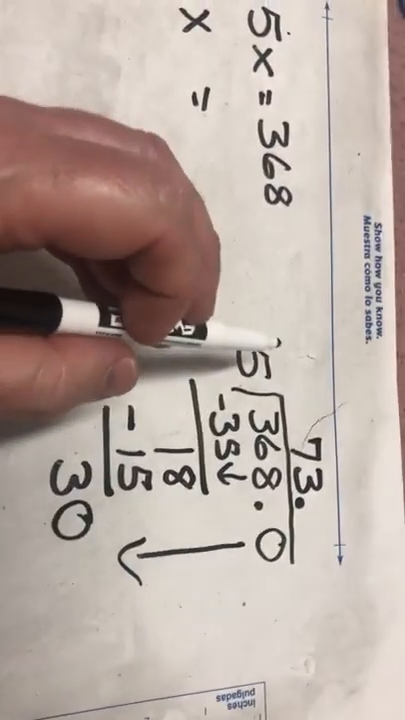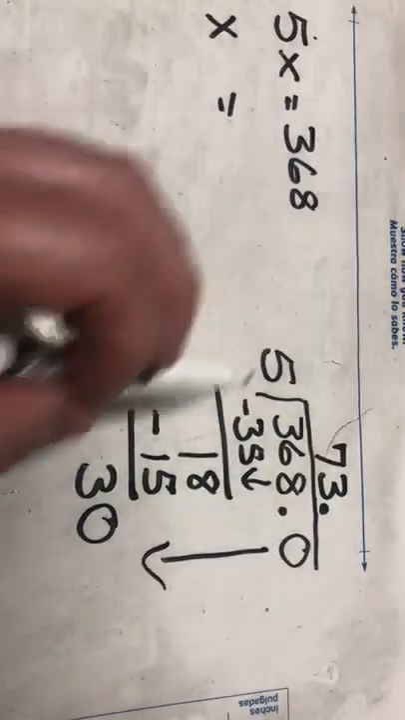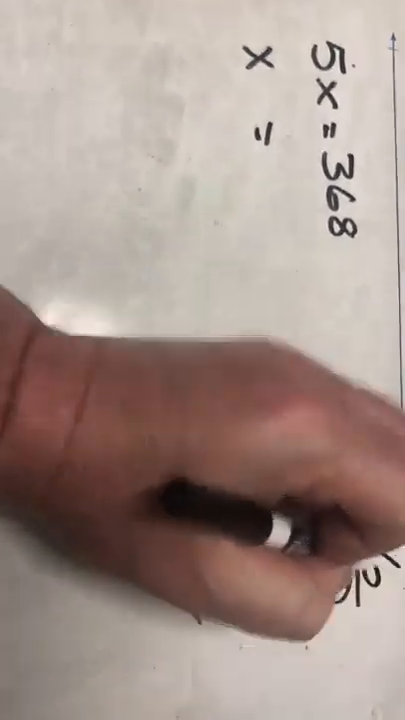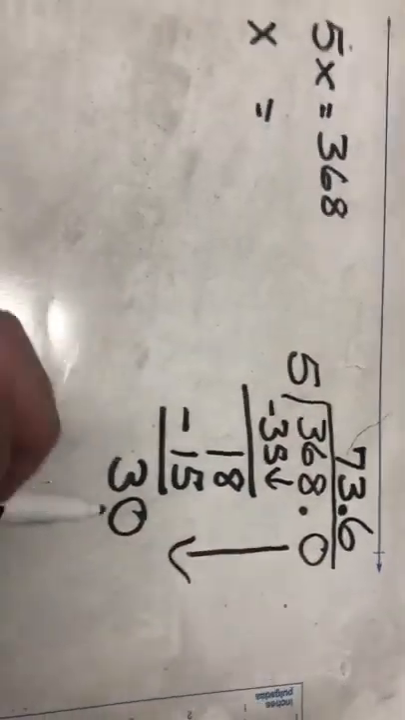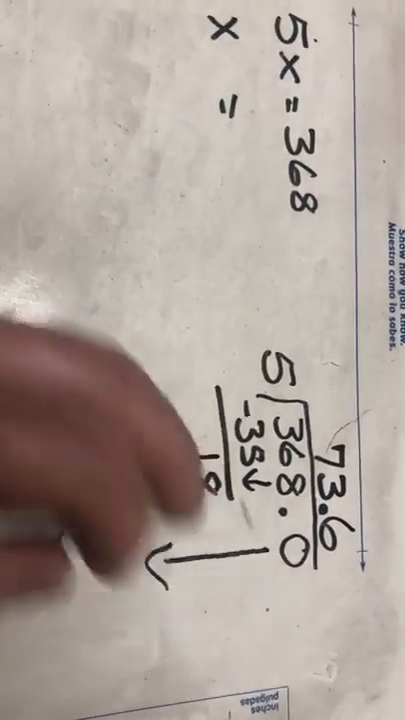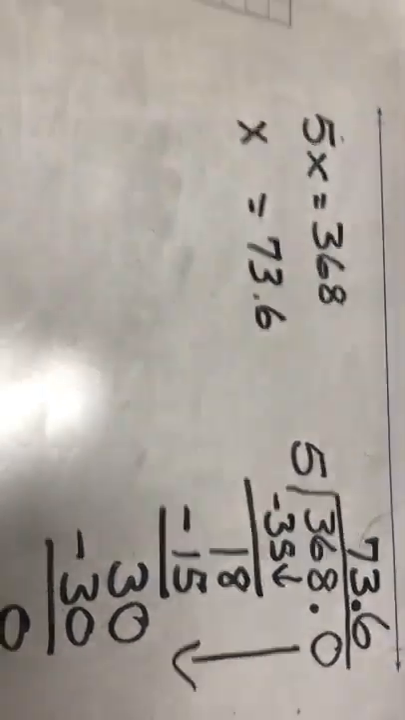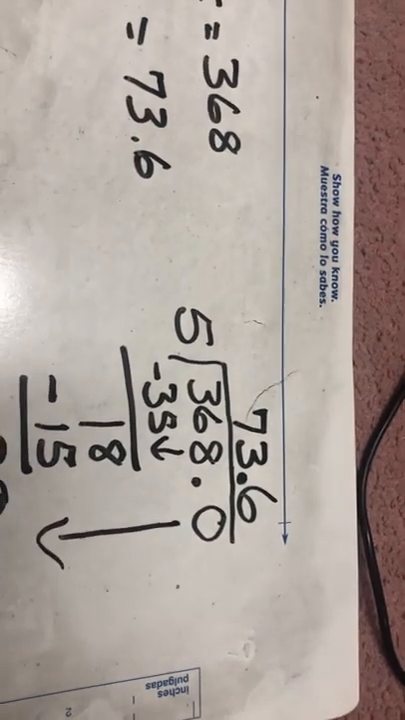and now I'm figuring out how many times 5 can go into 30. Well, I know that 5 times 6 is 30. 5 can go into 30 6 times. There's none left over. 6 times 5 is 30. 30 minus 30 is 0. I get 73.6. X equals 73.6 by doing 368 divided by 5.